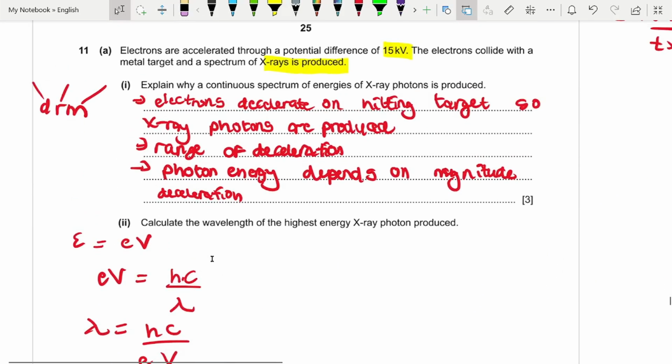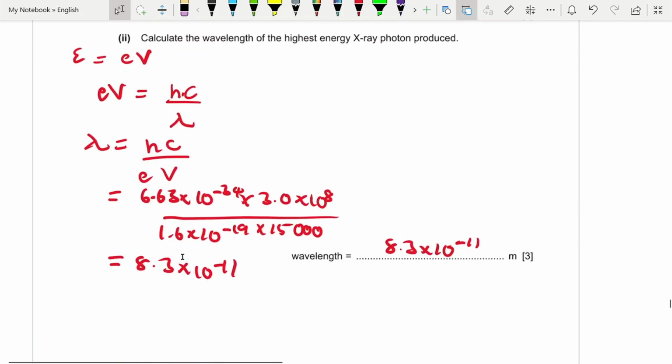The range of decelerations means that the energy is going to be packed and given to the photon, and the energy that the photon gets depends on the magnitude of the deceleration. So those are the key points, guys. Electron decelerates, hitting the metal target, don't forget, right? Decelerate, range of accelerations, magnitude is affected. And if you want to find the wavelength, all of it is given to the electron.